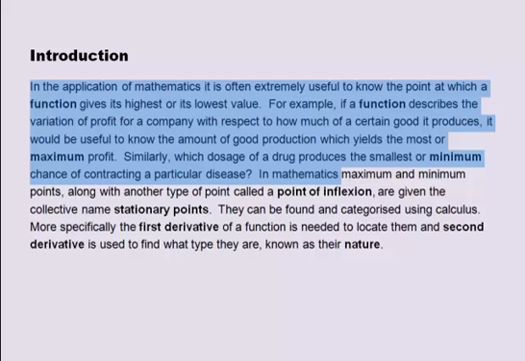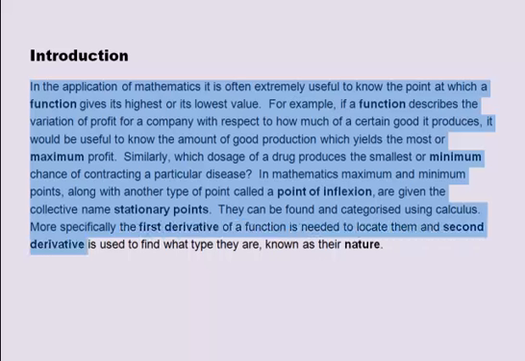In mathematics, maximum and minimum points, along with another type of point called a point of inflection, are given the collective name stationary points. They can be found and categorized using calculus. More specifically, the first derivative of a function is needed to locate them, and the second derivative is used to find what type they are, known as their nature.